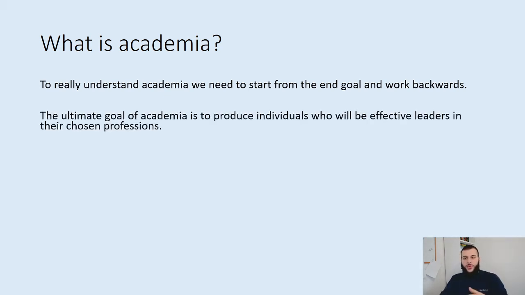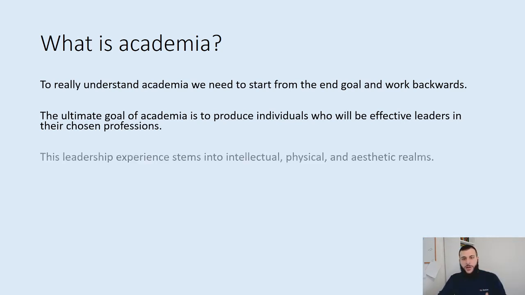The ultimate goal is to produce these individuals that will be effective leaders in their chosen professions. They'll be kind of like the front line of that profession. Now, this leadership experience stems into three things. It stems into intellectual self-improvement, it stems into physical self-improvement, and also the aesthetic realm. Now, these could also delve into different kinds of academia. For example, intellectual could be something like your maths or your core subjects. Your physical could be something like your physics or your physical education subjects, and your aesthetic realms would be something like your design and your art subjects.